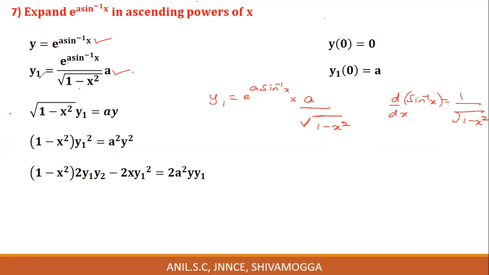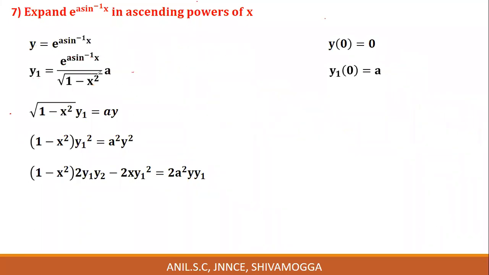Now to find y1 of 0, put x is equal to 0. When x is equal to 0, y1 of 0 is equal to e power 0, which is 1. E power a into sin inverse 0: sin inverse 0 is 0, 0 into a is 0, e power 0 is 1. Numerator will be 1 into a. This a divided by square root of 1 minus x square. X is equal to 0. Therefore, square root of 1, that is 1. Therefore, clearly this is equal to a. Y1 of 0 is equal to a.